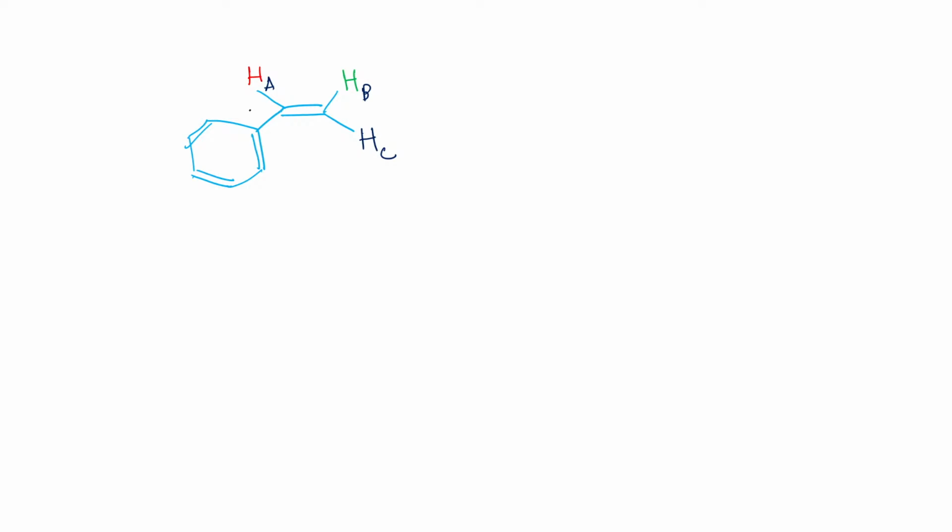Okay, and if you just see here, they cannot be made indistinguishable by any simple rotational operation. So in this case, what happens? Strictly speaking, they are all chemically and magnetically non-equivalent. These HA, HB and HC are chemically and magnetically non-equivalent.